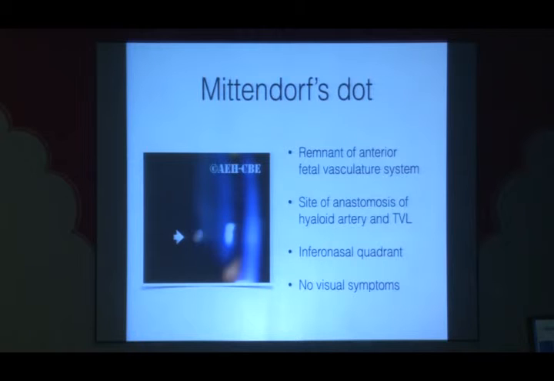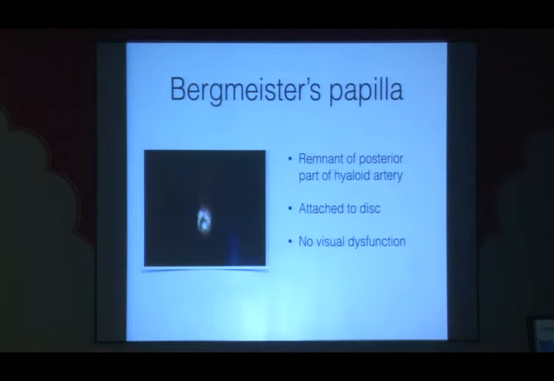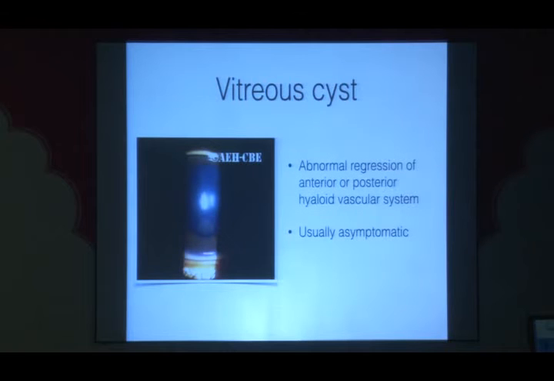It's seen at the site of anastomosis of the hyaloid artery and the tunica vasculosa lentis. It's seen usually in the infranasal quadrant and usually has no significant visual deformity. Bergmeister's papillae can be seen as a remnant of the posterior part of the hyaloid artery as a small fibrous tissue attached to the disc, and again is usually visually inconsequential.